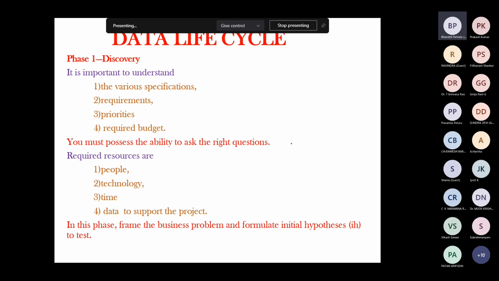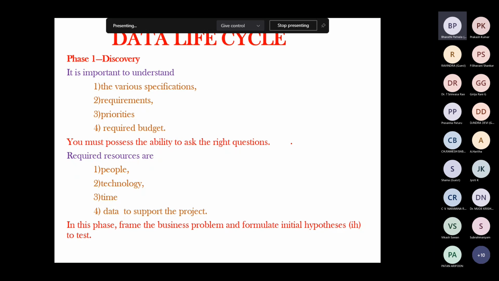So the first phase of the data life cycle, phase 1, is discovery. Here you need to understand the various specifications, the requirements, and priorities. As I already told you in the medical diagnosis, there are 76 attributes, but out of all, only 14 are important. That is nothing but prioritizing. You should analyze which data is giving that particular insight, not the complete data. You are not taking all the data. You should analyze which one is useful. So priorities, required budget, like that, is what we need to take.